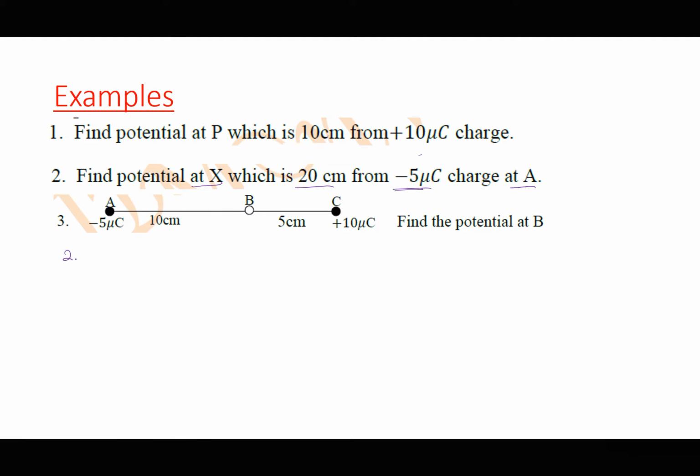So in our question number two, potential at point X is going to be K times Q over R, where K is 8.99 times 10 power 9. We multiply this by the charge creating the field. The charge is negative 5 times 10 power negative 6. Divide by the distance, which is 0.2. That gives us the potential at point X.